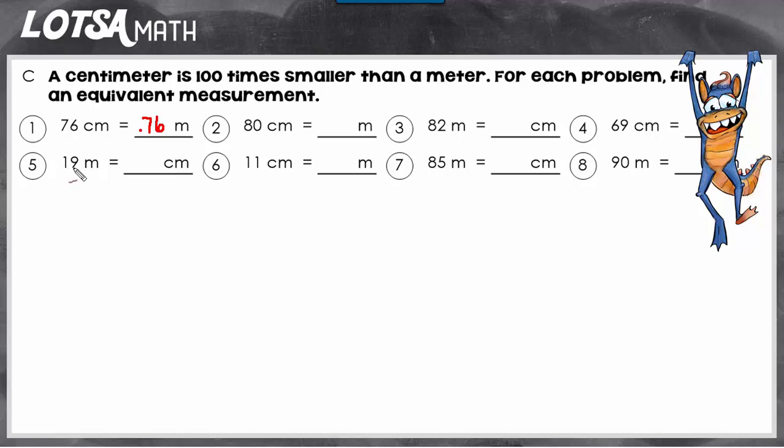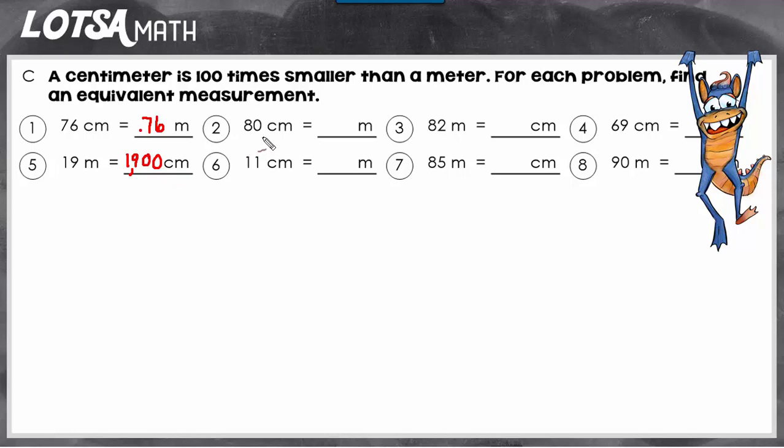With place value relationships, when you multiply by 100, you move each digit 2 places to a larger place value. So the 1 is in the tens place, but you'd want to move it to the thousands place. The 9 is in the ones place, you'd want to move it to the hundreds place, which would leave those 2 spots where you would have to add the zeros. So 19 meters would equal 1,900 centimeters.